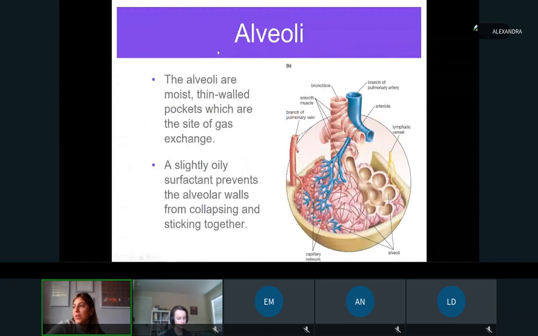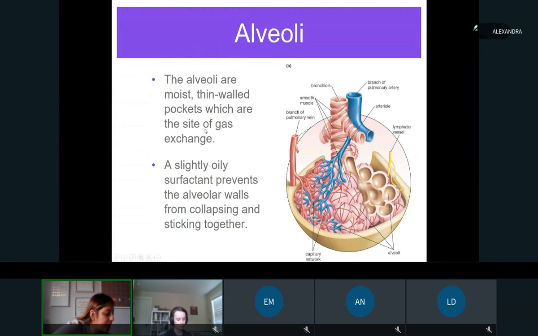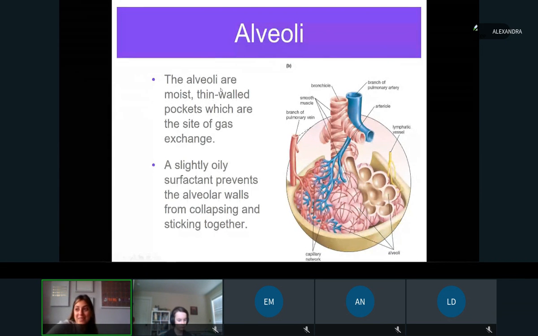So the bronchi go into the bronchioles, and then this bronchiole at the end has this kind of little round thing, and that is the alveoli. They are moist, thin-walled pockets, which are the site of gas exchange. So I would definitely write this down, because the alveoli is really where everything happens, right?